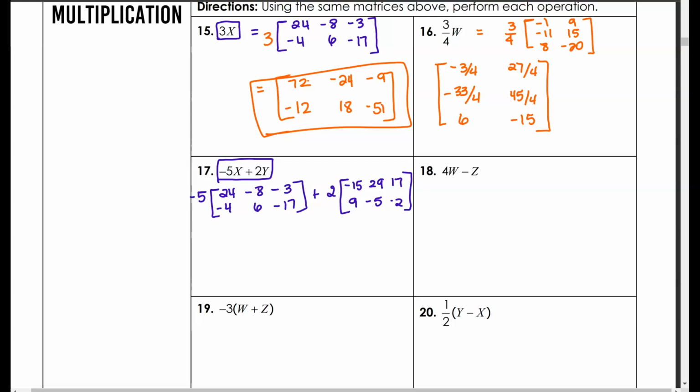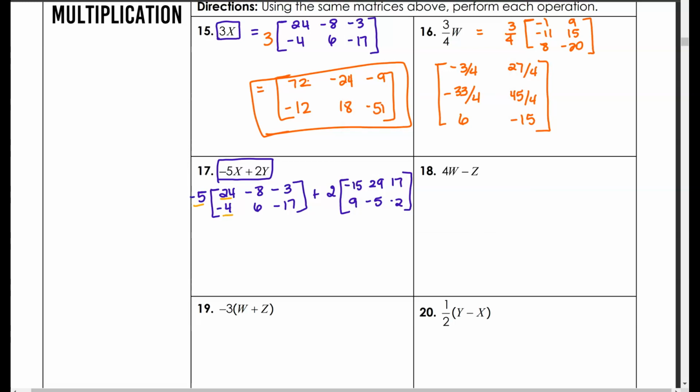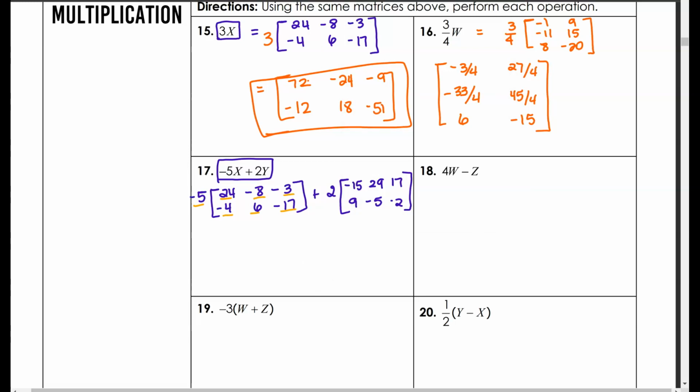Now when we multiply by the scalar negative 5, remember we're multiplying every element times that negative 5 to change the inside of that matrix. In doing that, we get this new matrix. For instance, negative 5 times 24 is going to give me a negative 120. That becomes our new element. Negative times a negative is positive, so we have positive 20. Negative 30, because negative 5 times 6 gives me a negative. Positive 15 there, and then a positive 85.